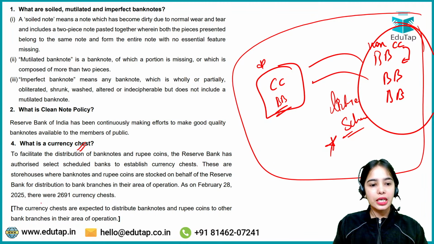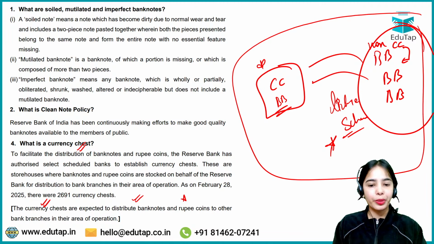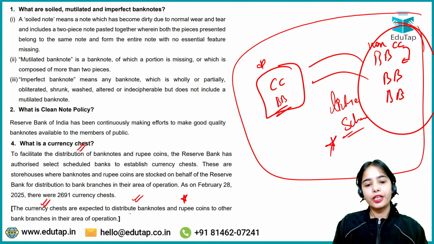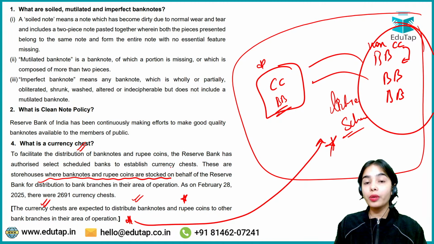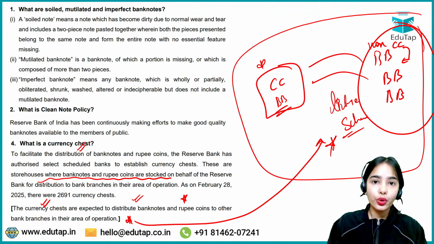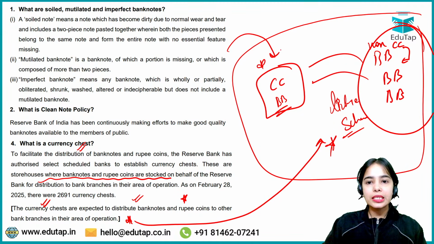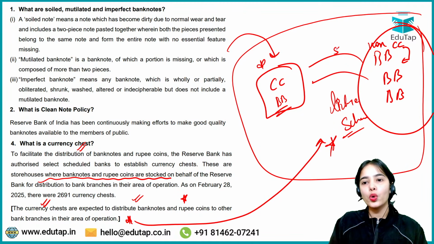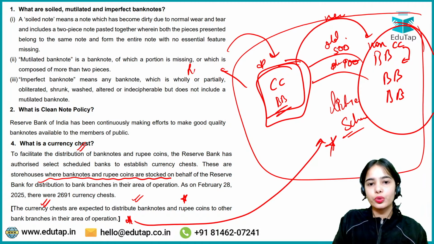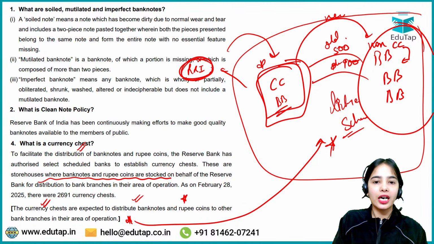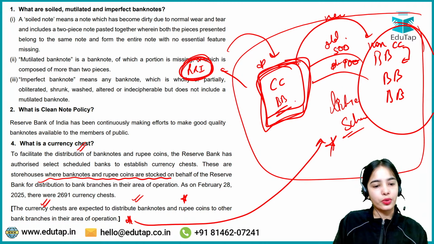So this is the currency chest. Currency chests are expected to distribute banknotes and rupee coins to other bank branches in their area of operation, and this is the linkage scheme. These are the storehouses where banknotes and rupee coins are stocked on behalf of the Reserve Bank of India. RBI will provide the new notes to the currency chest, and the bank branches can go with their old 500 rupee notes and old 1000 rupee notes, deposit them in the currency chest and take the new notes. The currency chest will send these old notes to the RBI. So only the currency chests are connected with the RBI, and the bank branches are connected with the currency chests. Okay, so this is the idea.